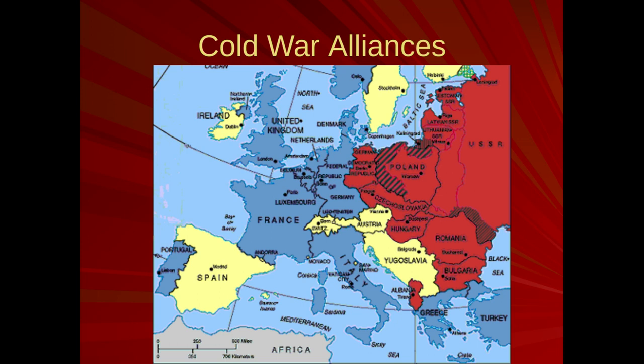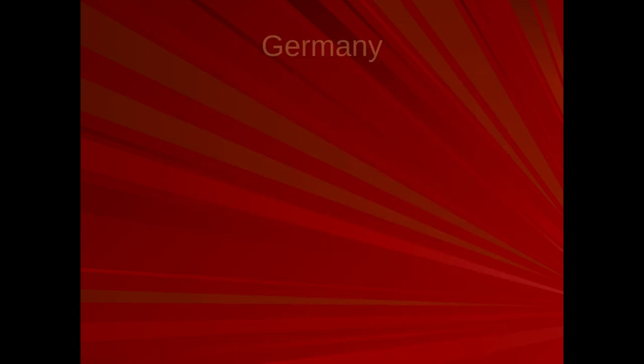Again, here's a picture of how Europe was pretty much divided. All of that you see in red was mainly the Warsaw Pact. All of it that you see in the light blue was mainly NATO. So you can see how Europe is divided and how that Iron Curtain had descended all the way across Europe.